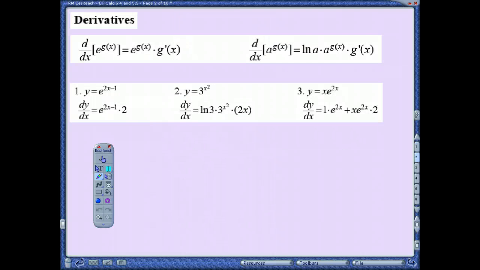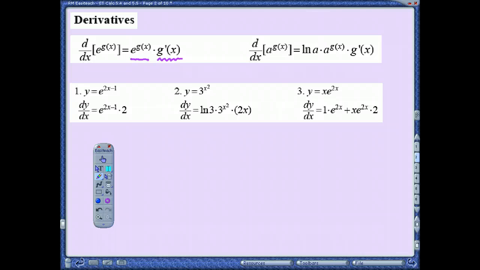Now, when you're finding the derivative of an exponential, it's super easy. In fact, sometimes it's like creepy easy. When you are finding the derivative of an exponential, you are going to rewrite the exponential as is, don't change a thing, and then you're going to multiply it by the derivative of that exponent. So every exponential is in essence like a chain rule.